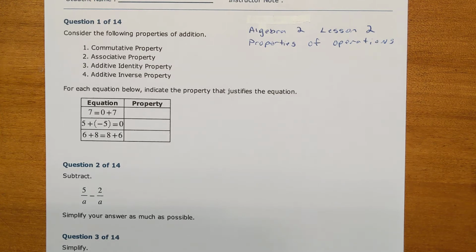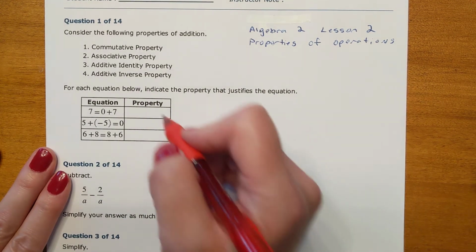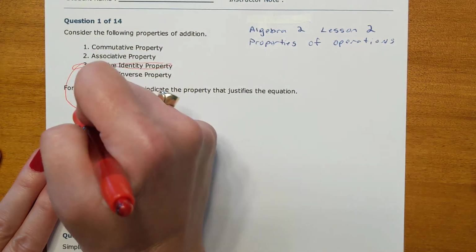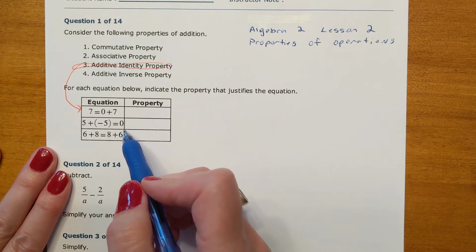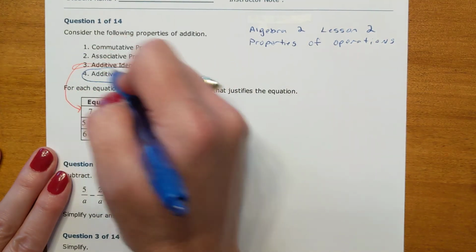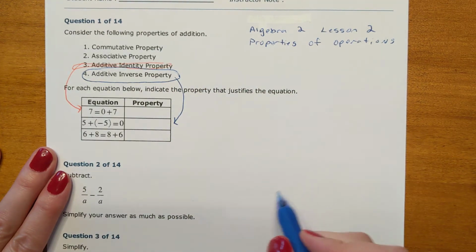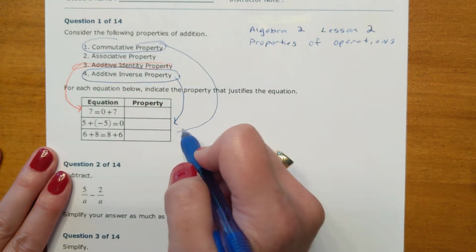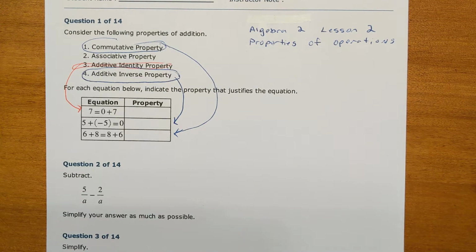Okay, so the answers are, for the first one here, you should have had additive identity property. For the next one down, 5 plus negative 5 equals 0. That's additive inverse property. And then for the last one, it was commutative. Technically, it's the commutative property of addition because it's working it out with addition.